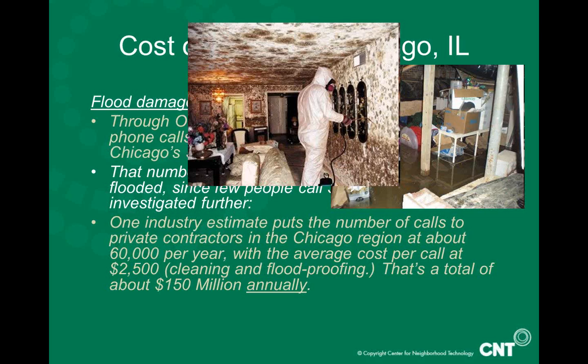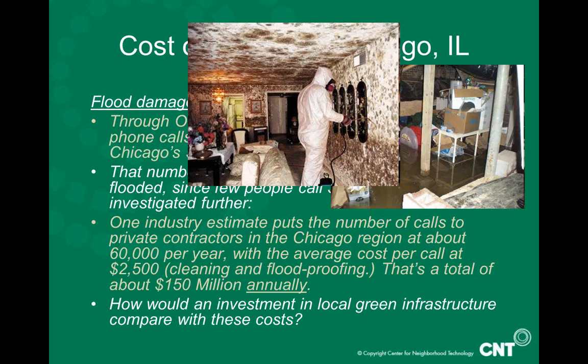Some years are worse than others, but it's very common here. So one can only imagine that if people are paying out $150 million every year collectively across the Chicagoland area, what might they be willing to spend to invest in green infrastructure to alleviate all that cost and make some of it at least go away? Because it's got to be a lot less expensive and less stressful than having to replace things in your basement year after year and go through the pain all the time.